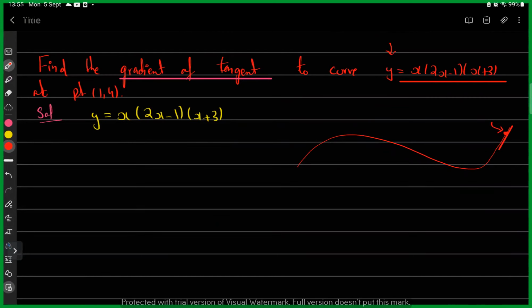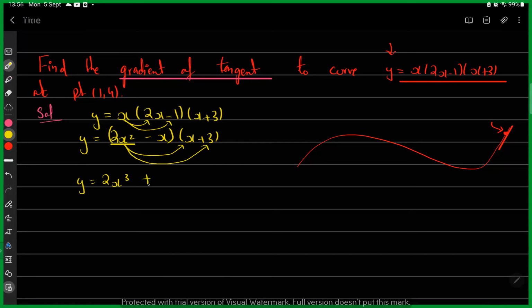I can just rewrite this equation as y equals x multiplied by 2x would give me 2x squared, and x multiplied by -1 would give me minus x, and then x plus 3 would come as it is. Then this 2x squared multiplied by this x would give me 2x cubed, and 2x squared multiplied with this 3 would give me 6x squared. Then this minus x multiplied by x would give me minus x squared, and minus x with 3 would give me minus 3x.